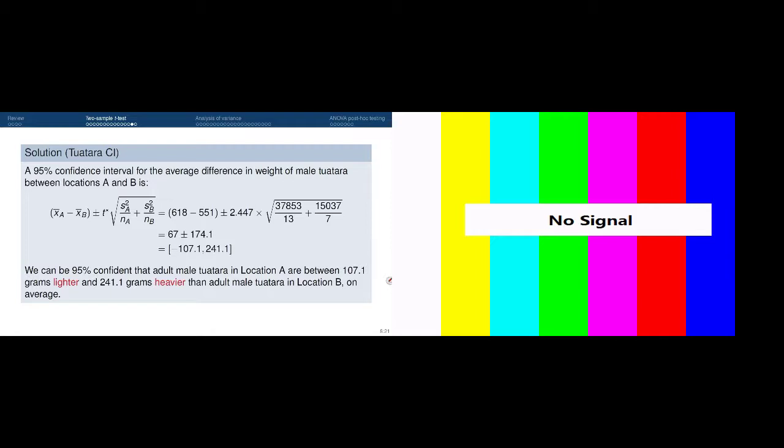All right, does anyone have any questions about the two sample t-test, independent samples t-test? I feel like we went through it pretty quickly, but we do have a bit to get through, that's all. So we have another example to go through.